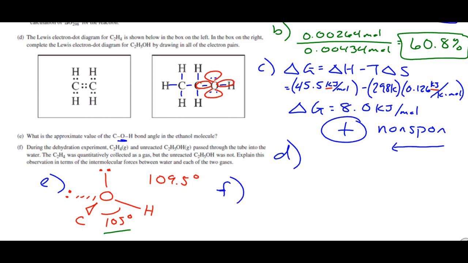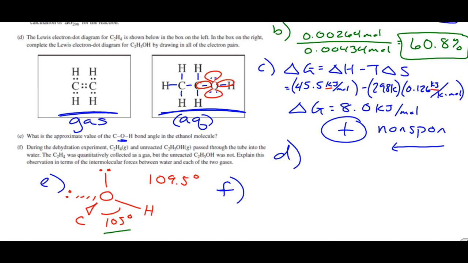Our final question brings us back to the experiment, but never underestimate the idea that letters above may help in aiding an answer. And I think that letters D and E help us a little bit with this. During the dehydration experiment, C2H4 and unreacted C2H5OH, these two, pass through the tube into the water. So now they're both in the water. The C2H4 was quantitatively collected as a gas, so this is a gas. But the unreacted C2H5OH was not. So what that probably is, it's in solution. So I'm just going to say it's aq, or it's in solution. So it's in the water.